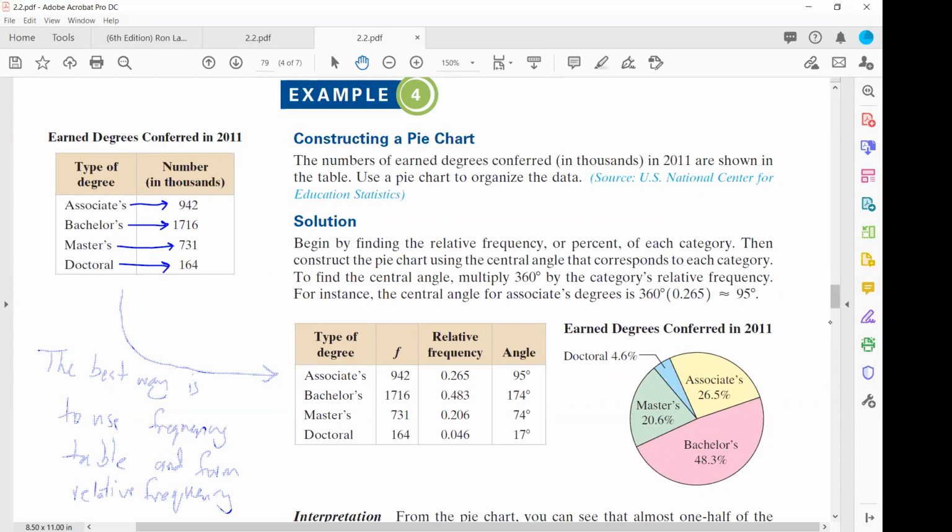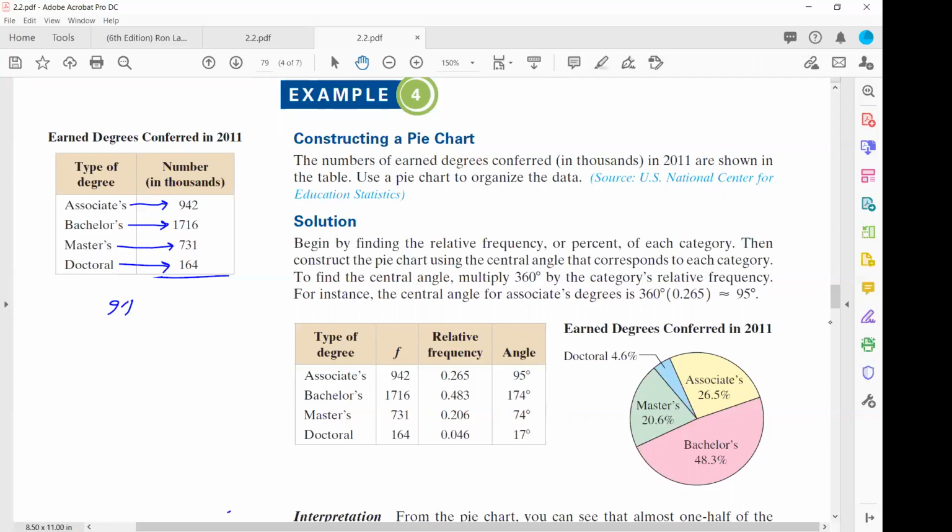Let us take a look at this. The first frequency, 942; second frequency, 1716; third frequency, 731; and last frequency is 164. So 942 plus 1716 plus 731 plus 164 is, how many data do you have? Please take your time, add them all together, and give me the number.